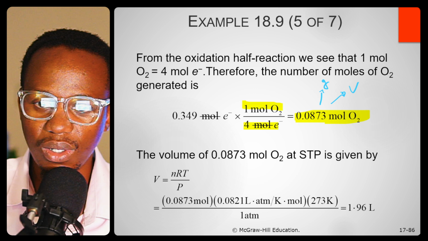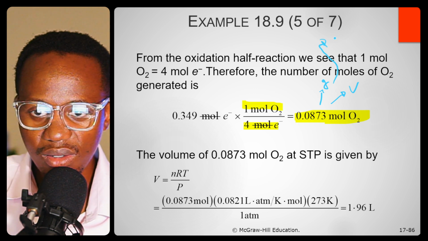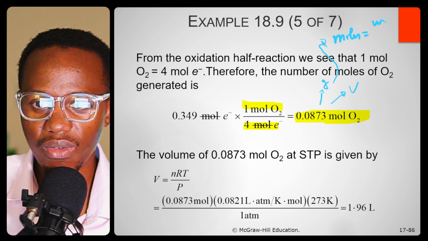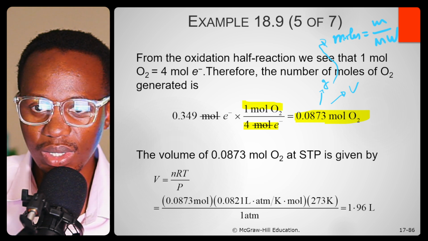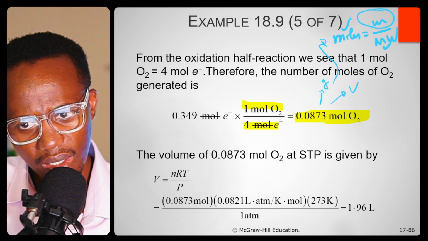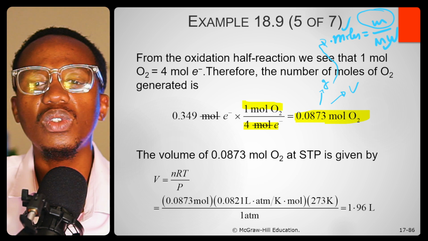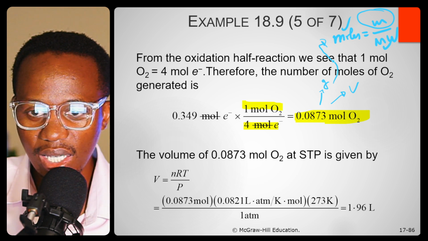How do we calculate the grams? If you remember, I use this equation, but you can also just do dimensional analysis. n is equal to mass over molecular weight, right? So to find the grams, you take the moles times the molecular weight. The molecular weight of oxygen is 32. Is it 32? 32 grams, yes. All right, you can get the mass here.